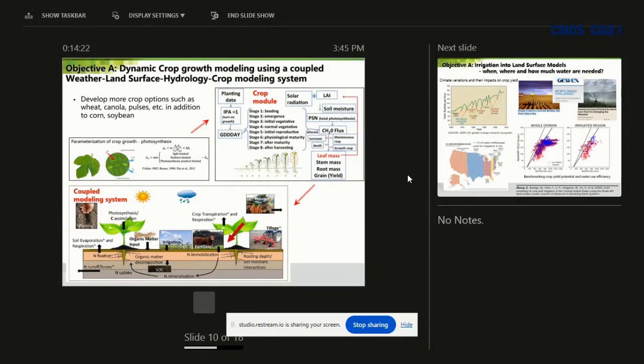For the agriculture part, we worked together with experts on the development of the module. It used to have corn and soybean, and for Canada we included wheat, and in the future we hope we can do canola.